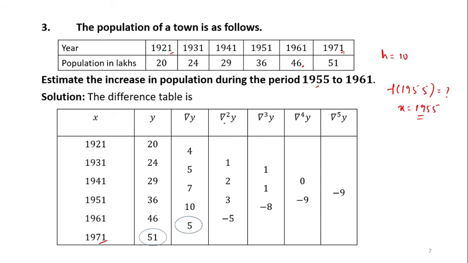And the last element of the column del square y is del square yn. So, del square yn is minus 5. And the last element of the column del cube y is del cube yn. So, del cube yn is minus 8 here. And the last element of the column del power 4y is del power 4yn. So, here del power 4yn is minus 9. And in the column del power 5y, we have only one single entry. Therefore, del power 5yn is minus 9.